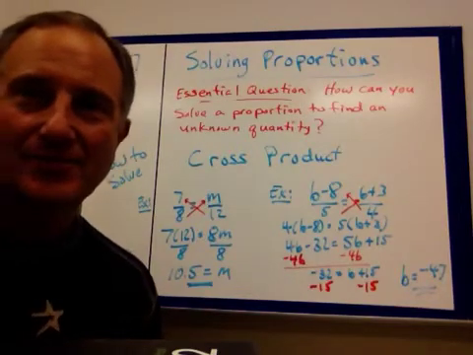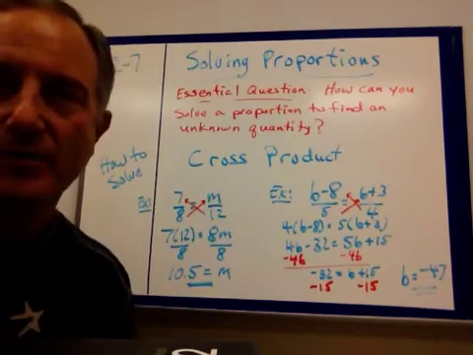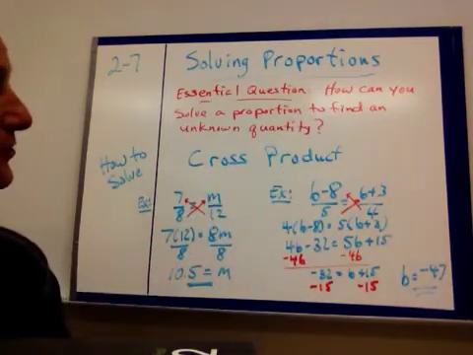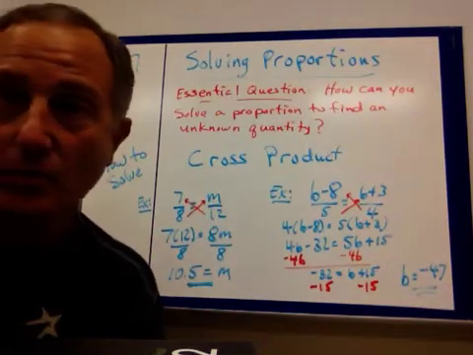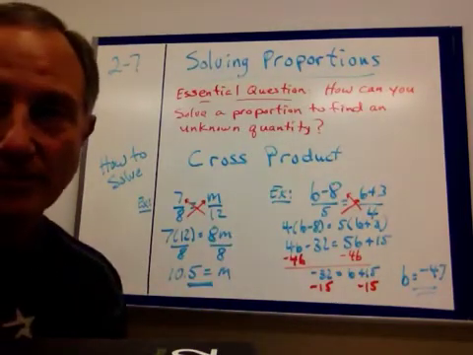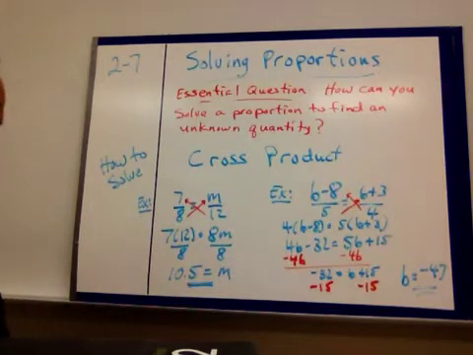Moving on to 2-7, solving proportions. Something you've seen before. This should be pretty easy for you. Our essential question here is, how can you solve a proportion to find an unknown quantity? You've seen it before: how to cross products. I wrote two examples here and then I'll show you one.